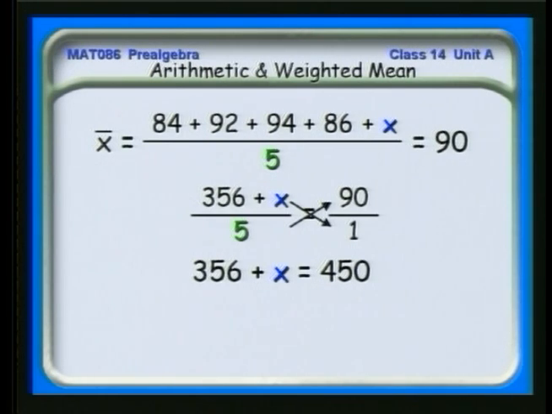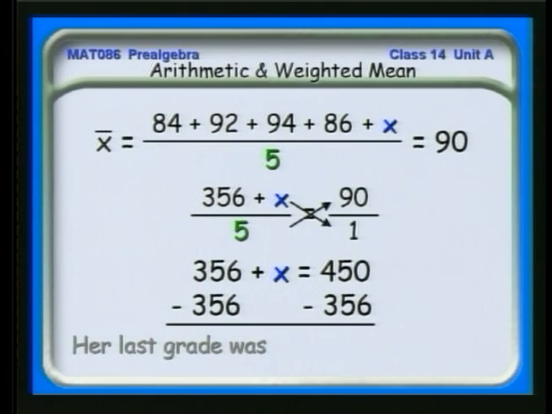Then, as I have done before a billion times in the past, I subtract the same thing from both sides of that equation to isolate X. When I do that, I find I've solved for X, and the last grade was X is equal to 94. So if we have 84, 92, 94, 86, and 94, that will yield an average grade of 90.